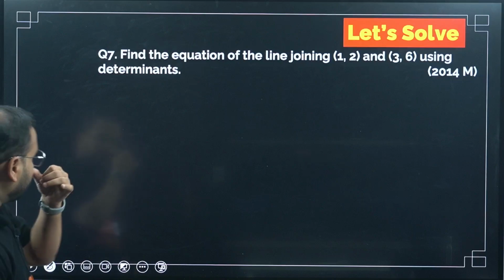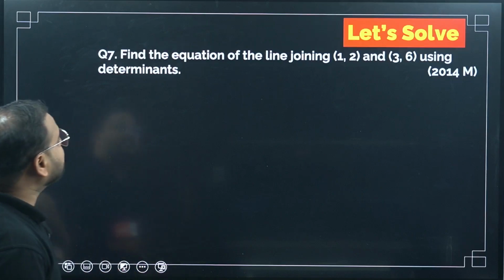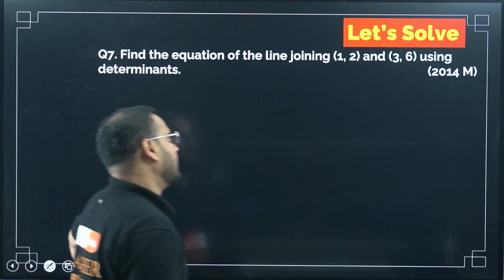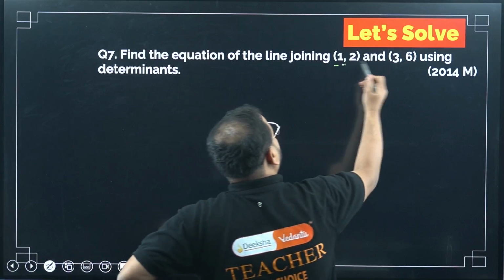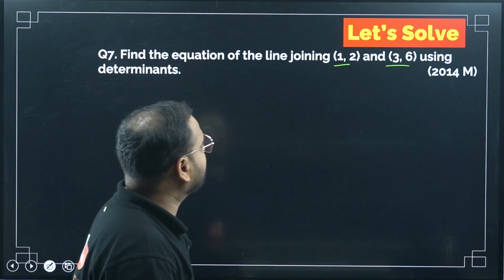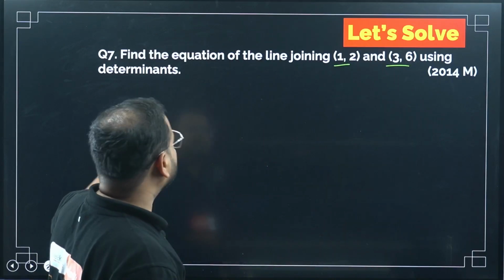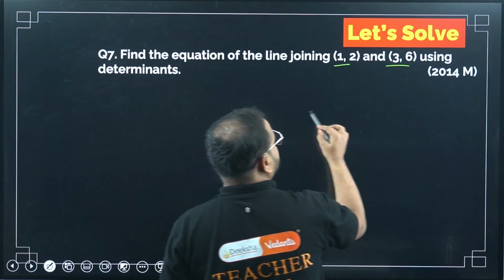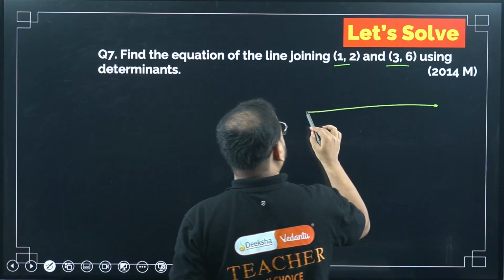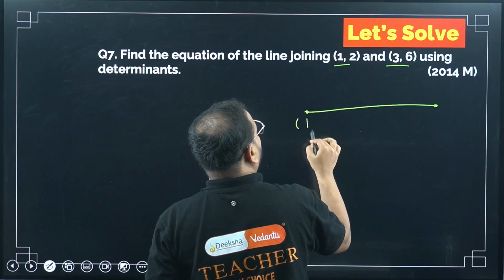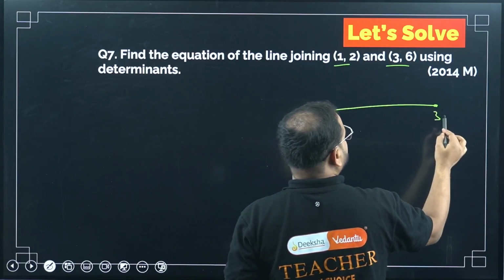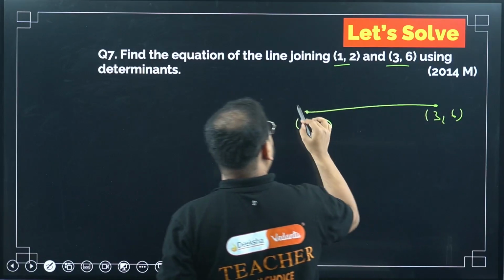Moving on. Question number 7. Find the equation of the line joining two points whose coordinates are known: (1, 2) and (3, 6). Using the determinant. Let's see. I have a line like this.